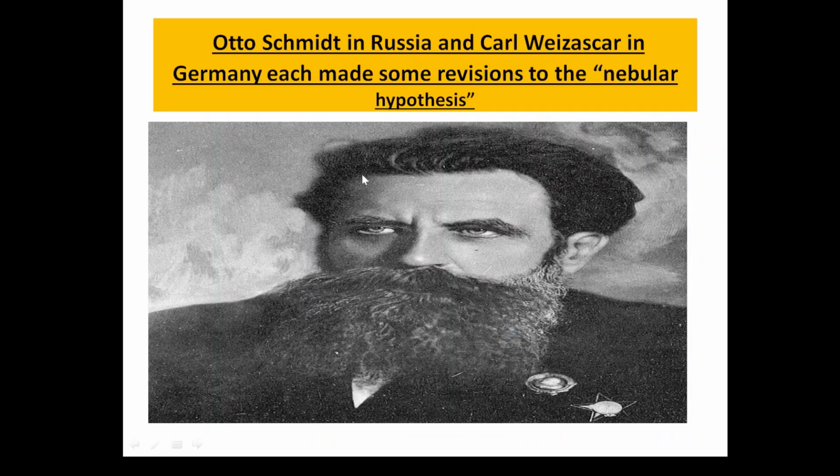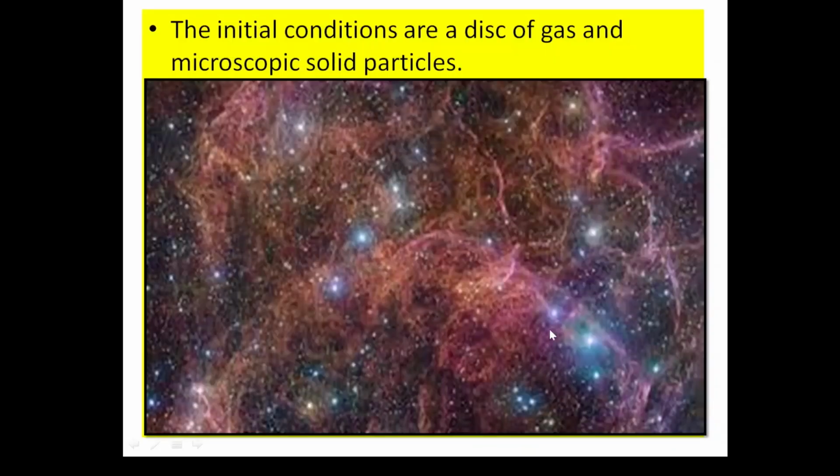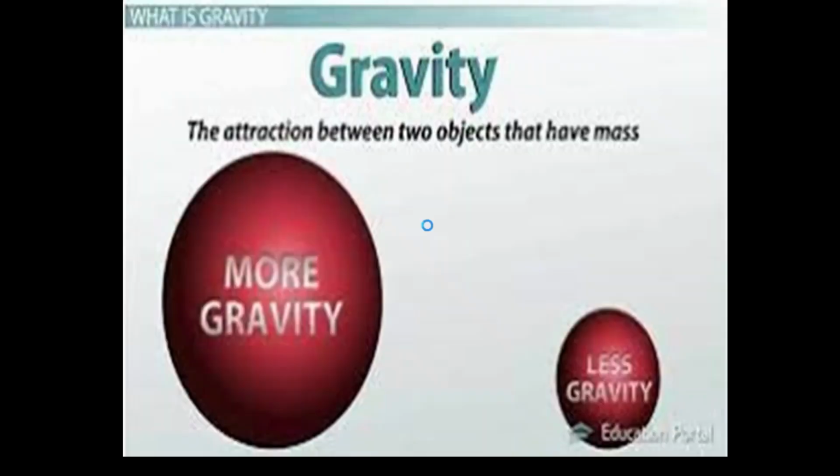Let's begin. Otto Schmidt in Russia and Carl Weizsäcker revised the nebular hypothesis. And what was that? They said that there is a proto-sun, or the sun in its early form. The sun was surrounded by a gas cloud, and the composition of the gas cloud was mostly gases like hydrogen, helium, and very tiny particles which they called dust. Initial condition: there was a cloud which was mostly made up of gases like hydrogen, helium, and some dust particles.